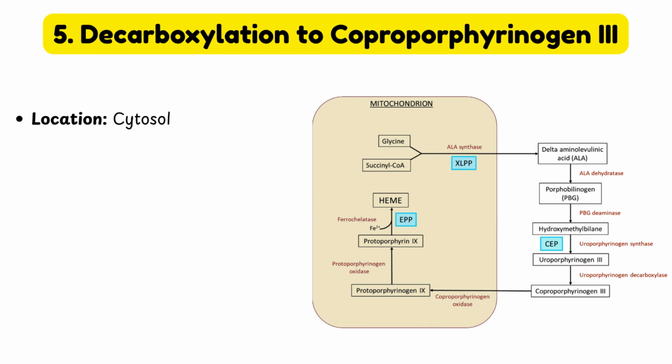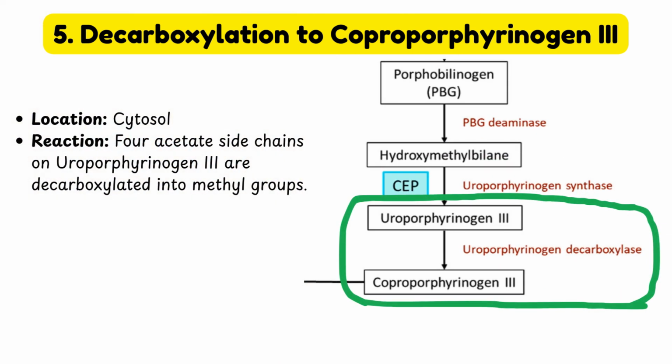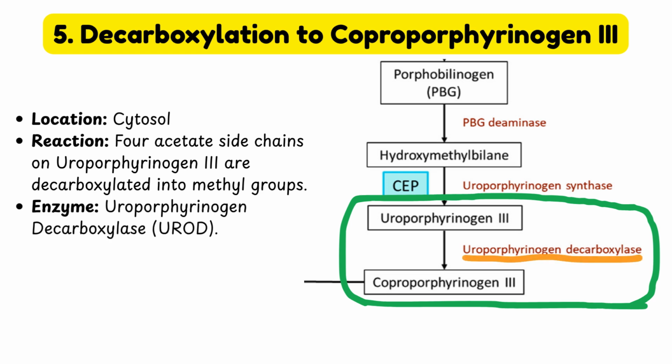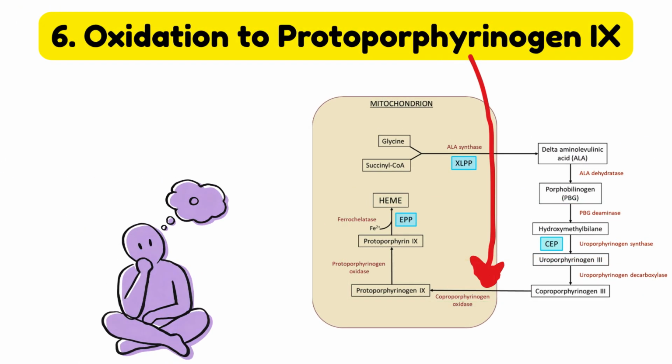Step 5. Decarboxylation to coproporphyrinogen 3. This step also occurs in cytosol. In this reaction, the 4 acetate side chains on uroporphyrinogen 3 are decarboxylated into methyl groups, in the presence of the enzyme uroporphyrinogen decarboxylase.